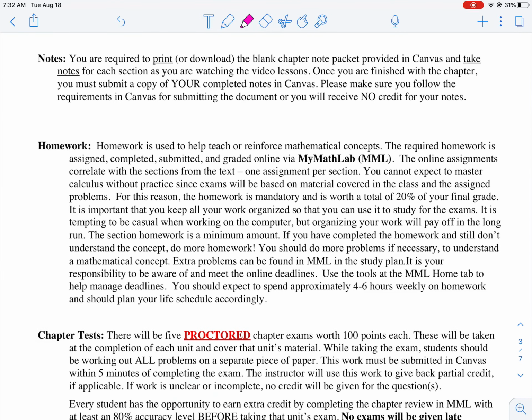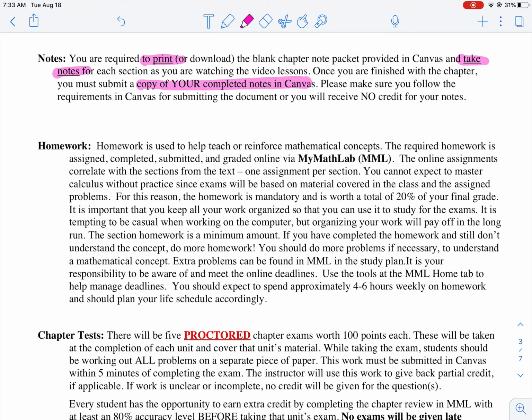Like I said, you are required to print out, or download if you want to take it on a tablet, the blank chapter notes packet that I provide you in Canvas, and take notes for each section as you're watching the video lessons. You should be filling in everything that I fill out in the video. Once you finish with the chapter, you must submit a copy of your completed notes in Canvas.